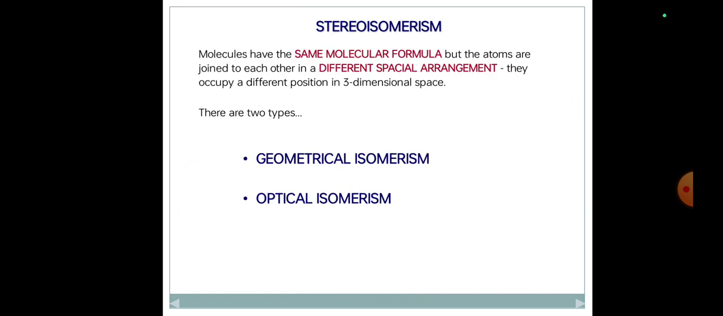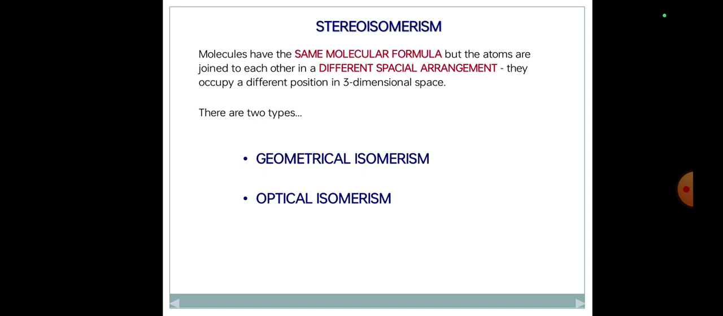Now come to the topic stereoisomerism. This is the second type of isomerism. The phenomenon of isomerism exhibited by two or more compounds with identical molecular and structural formula but different spatial arrangement of atoms or groups is known as stereoisomerism. There are two types of stereoisomerism. First one is geometrical isomerism. This isomerism is caused by the difference in spatial arrangement of groups about the double bonded carbon atom. Now come to the optical isomers.